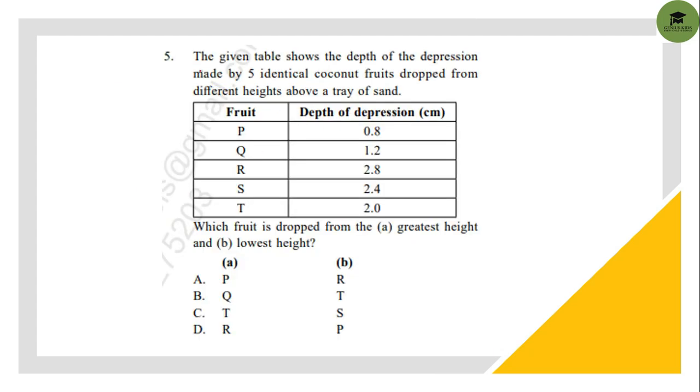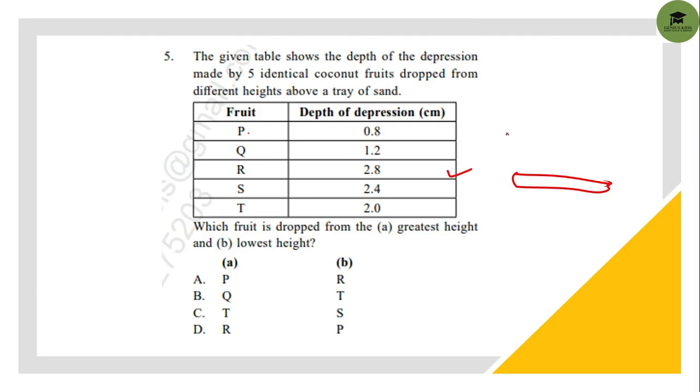Next question. The given table shows the depth of the depression made by five identical coconut fruits dropped from different heights above a tray of sand. Fruit P is 0.8 centimeter, Q 1.2, R 2.8, S 2.4, T 2.0. Now, here the correct option is C, Q. See, this is your tray, and this is a ball. This is 0.8 centimeter.